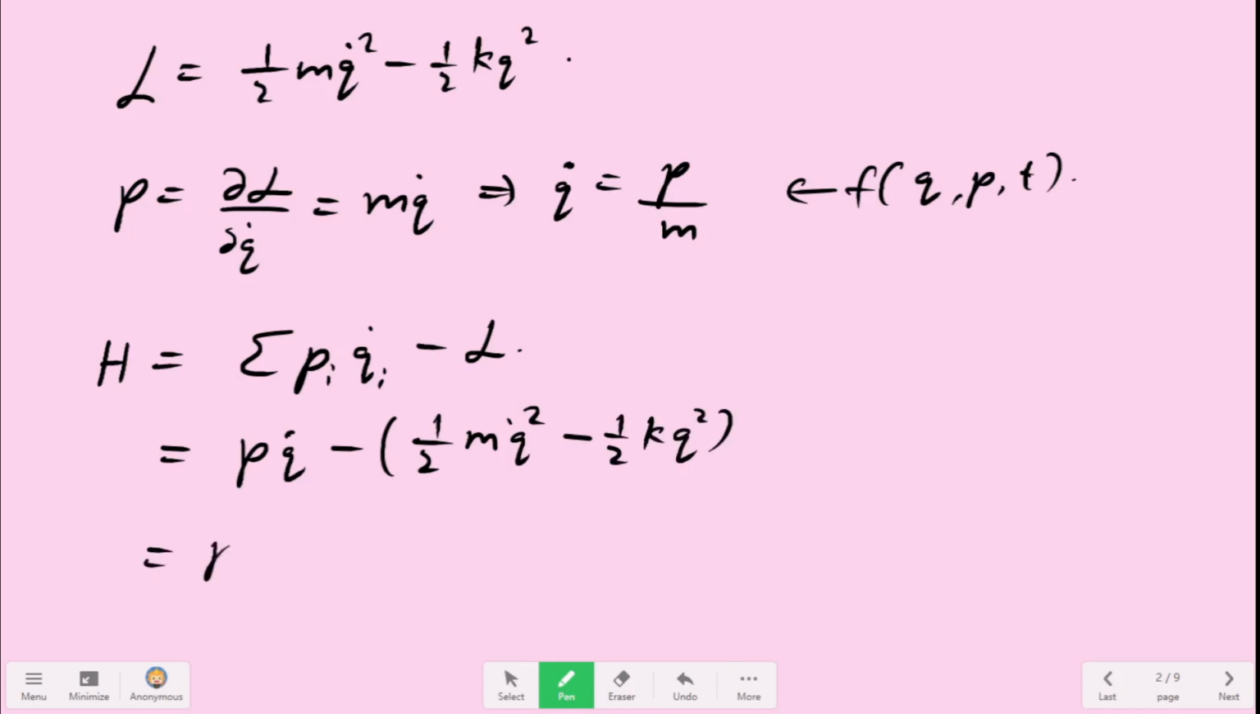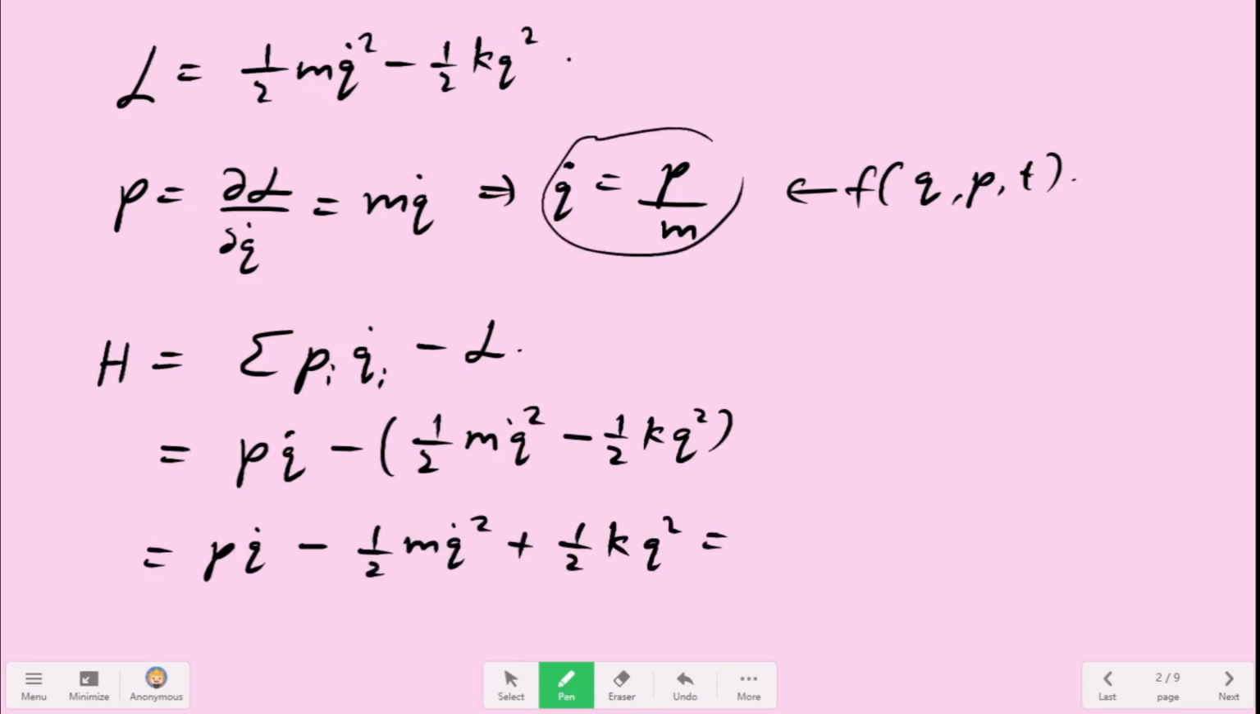This is equal to PQ dot minus half m Q dot square plus half KQ square. Now you will put the value of Q dot is equal to P by m in the H. P times Q dot is P by m, minus half m Q dot square. Q dot square is P by m the whole square, plus half KQ square.